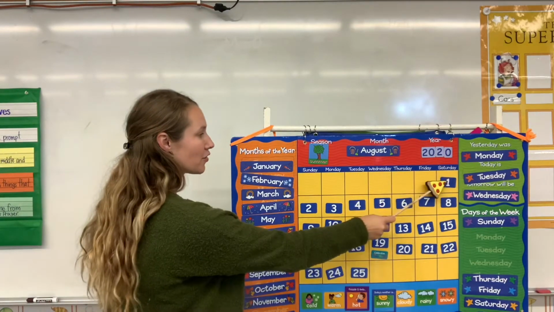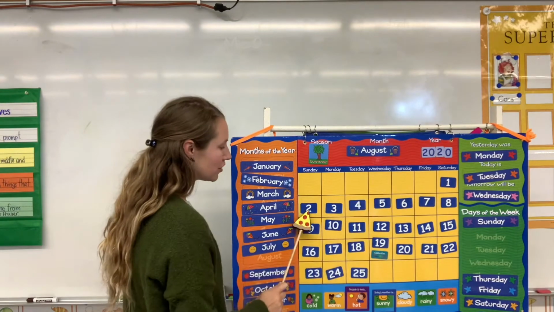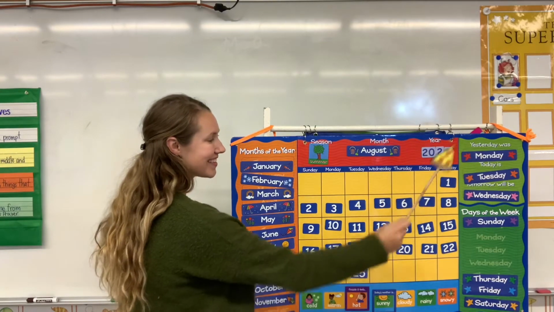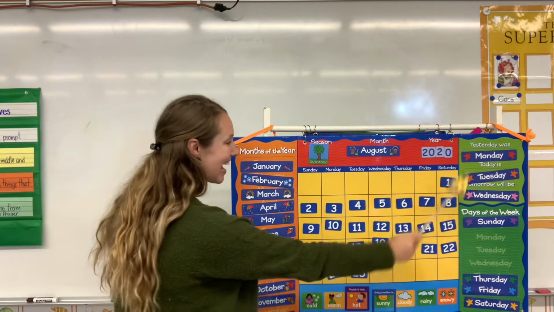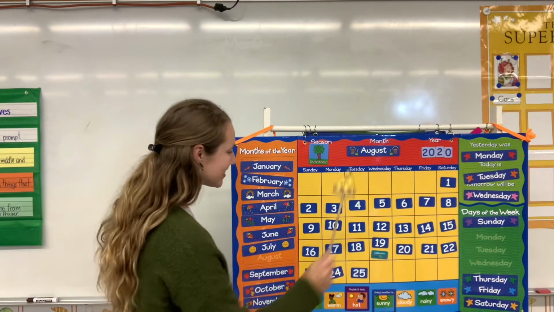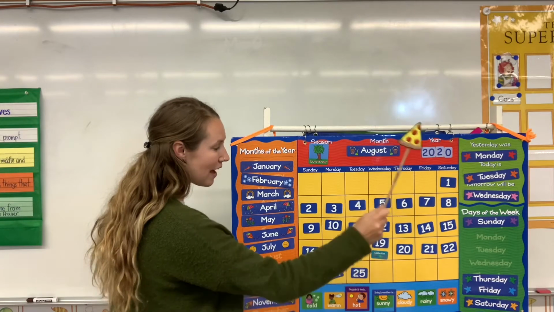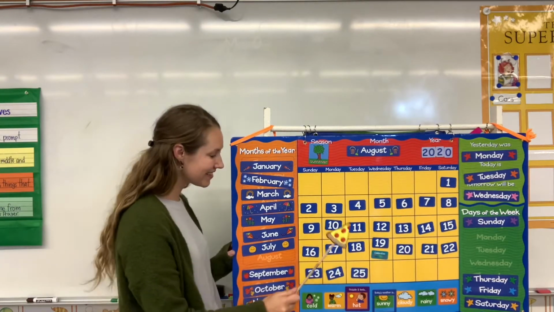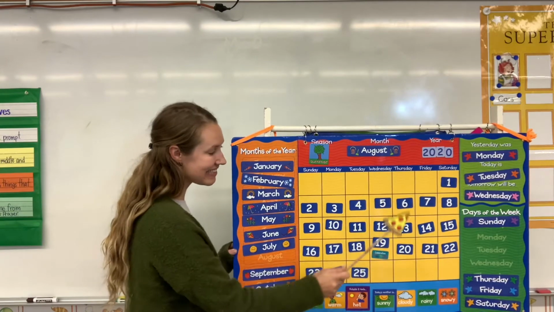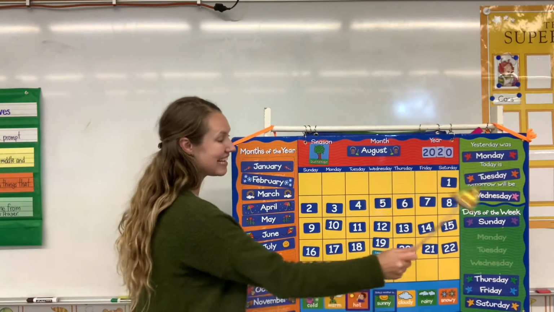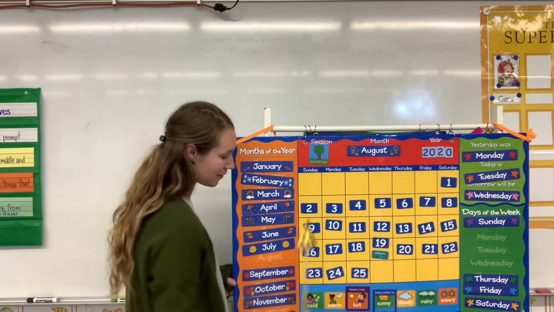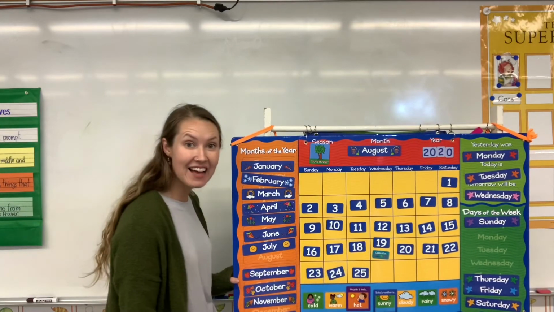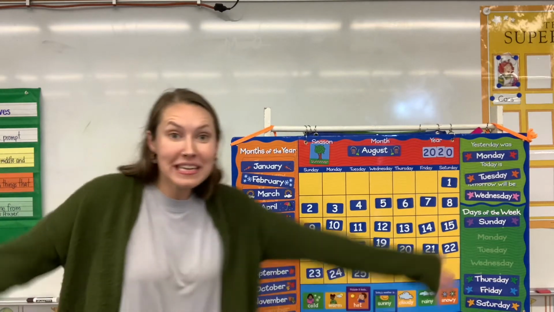So let's start with 1, 2, 3, 4, 5, 6, 7, 8, 9, 10, 11, 12, 13, 14, 15, 16, 17, 18, 19, 20, 21, 22, 23, 24, 25, and what number do we need next?